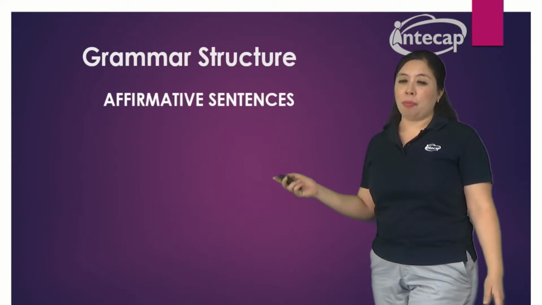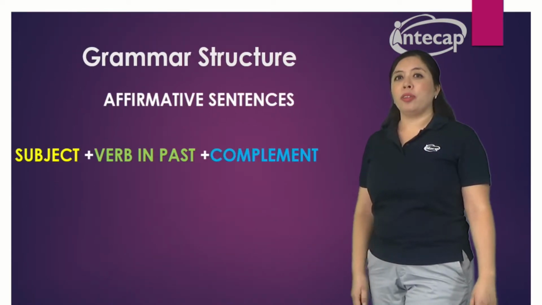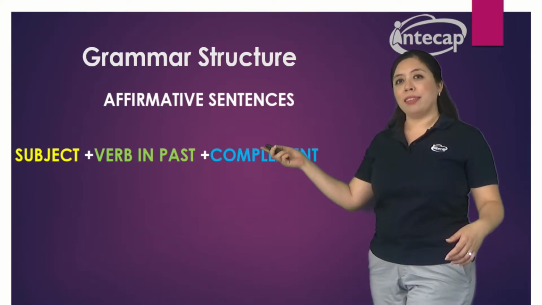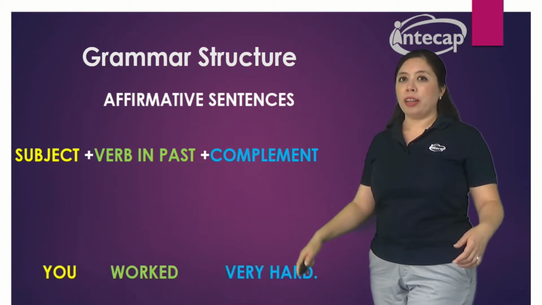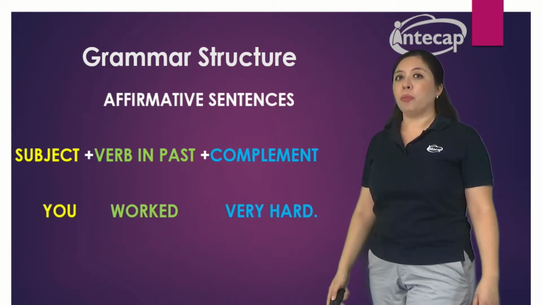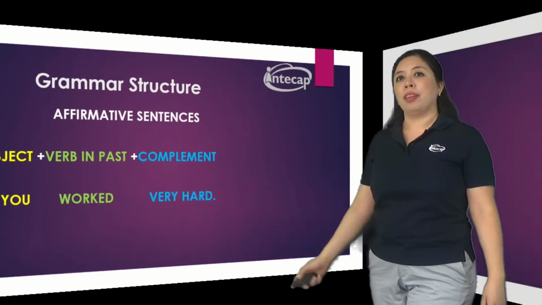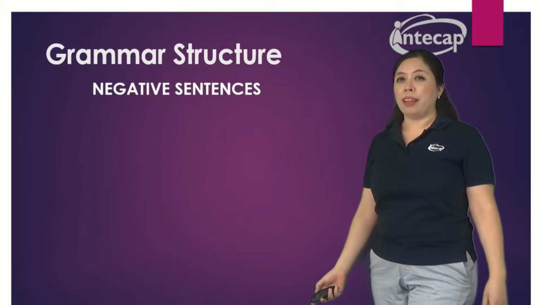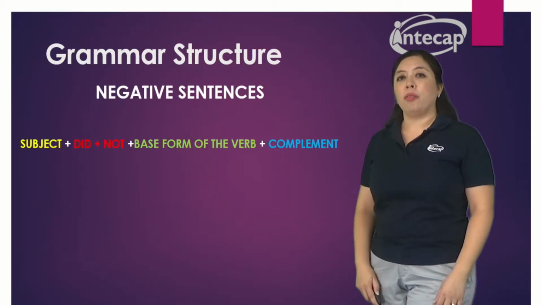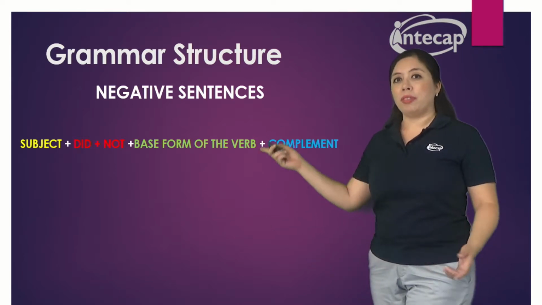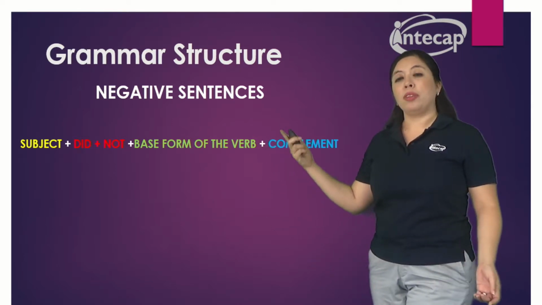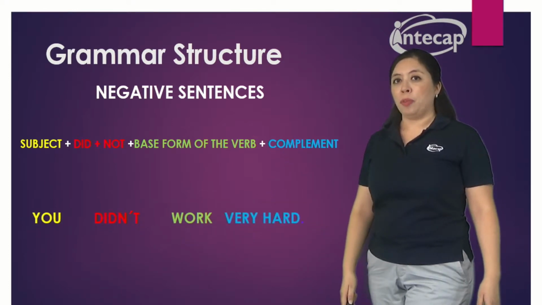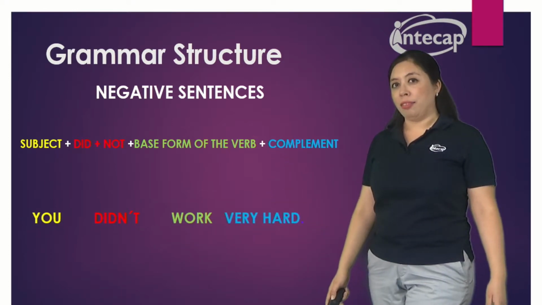First one is the affirmative sentence. When you use the affirmative sentence, you need a subject, a verb in past, and a complement. For example, you worked very hard. Then we have the negative form. How to create sentences in negative form. First one, you need a subject, plus did, plus not, plus the base form of the verb, and complement. For example, you didn't work very hard.